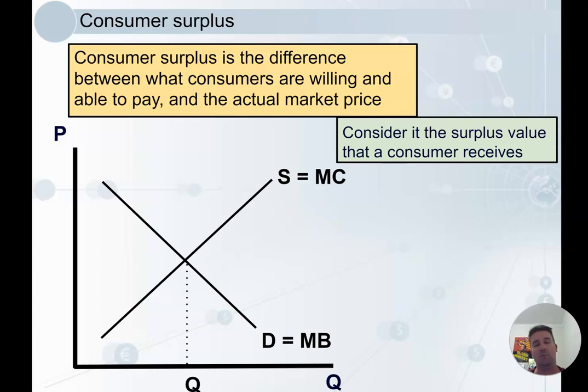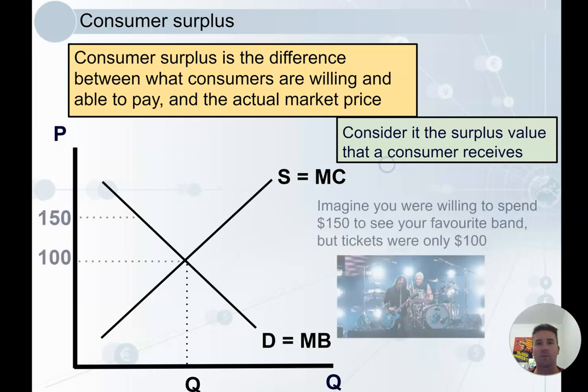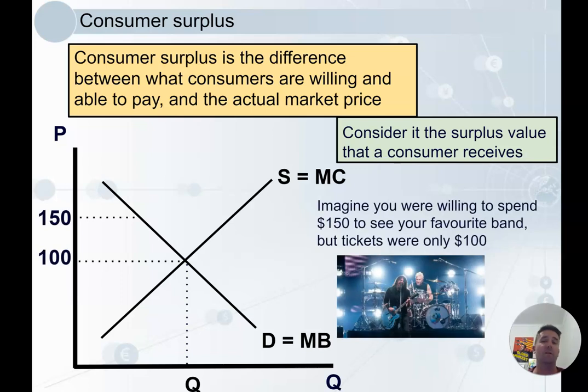So we'll explain that with the example, but imagine you're willing to spend $150 to see your favorite band. So if the tickets were on sale for $150, you would go, yep, boom, I'm paying it. But tickets might only be $100. So you might only have to pay $100 to see your favorite band. Therefore, you get surplus value. You are willing and able to pay $150, but you only have to pay $100. So it's like you win $50. So what we say here is your consumer surplus is $50.